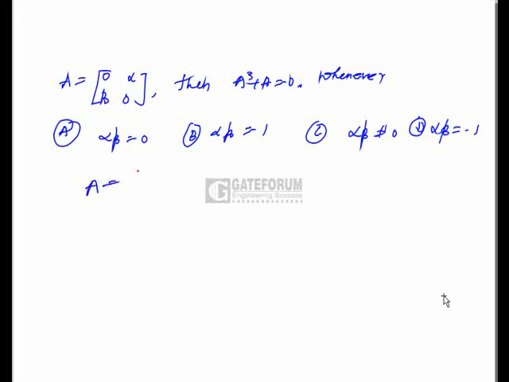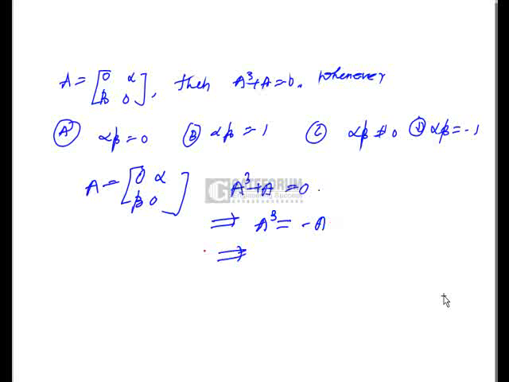In this problem, a matrix A is given as 0, alpha, beta and 0, and it is asking what will be the condition if A cube plus A is equal to 0. Now we know that A cube plus A is 0, so I'll write it as A cube is equal to minus A. Multiply A inverse on both sides, so A square is equal to minus I. Now let us find out A square.